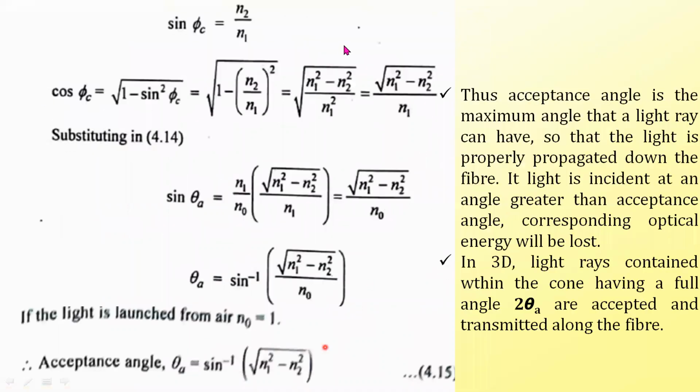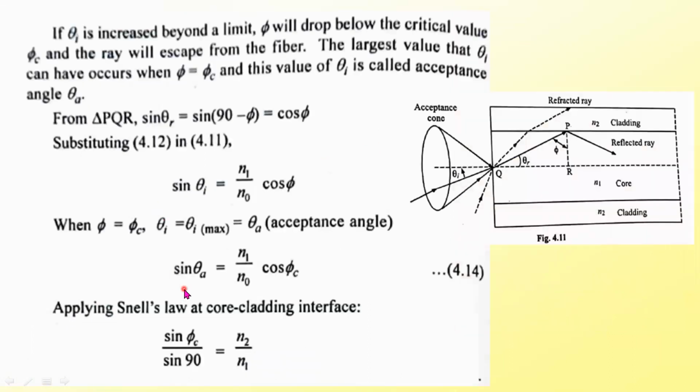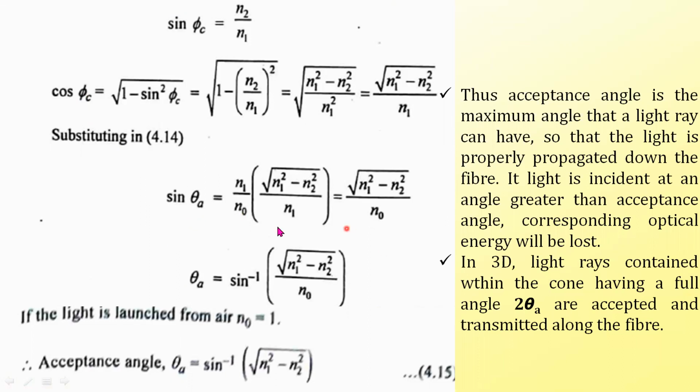So I can write sine phi c is equal to n2 by n1, or cos phi c is equal to root of 1 minus sine square phi c, which is equal to root of 1 minus (n2 by n1) the whole square, which is equal to root of n1 square minus n2 square by n1, right? Now substituting in the previous equation, I will get sine theta is equal to n1 by n0 into root of n1 square minus n2 square by n1, or root of n1 square minus n2 square by n0, or theta A is equal to sine inverse root of n1 square minus n2 square by n0.